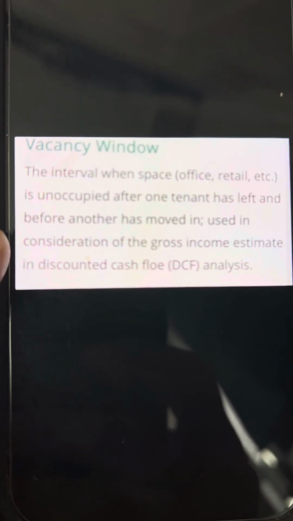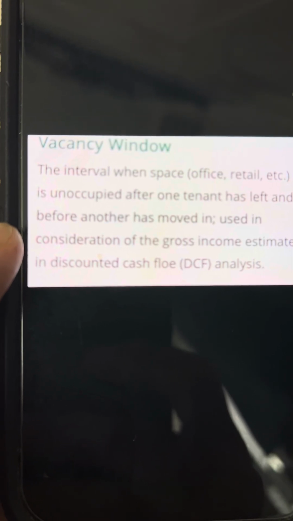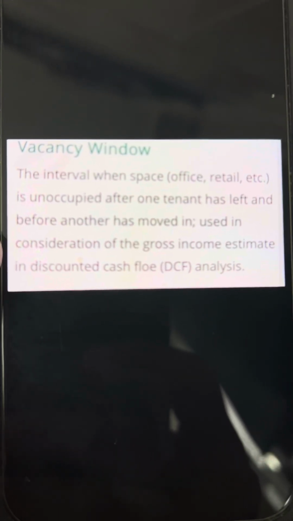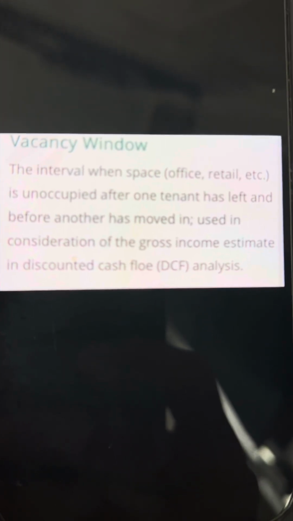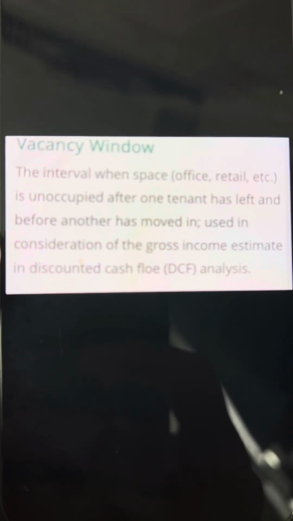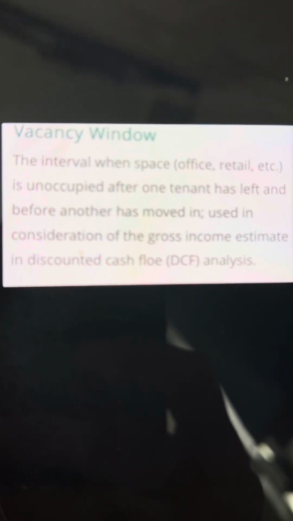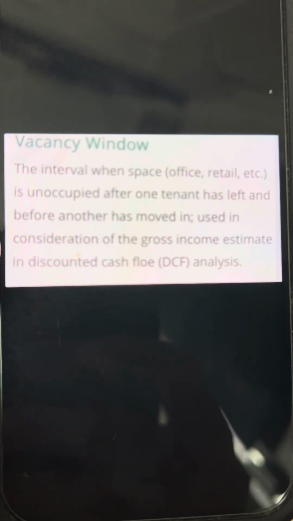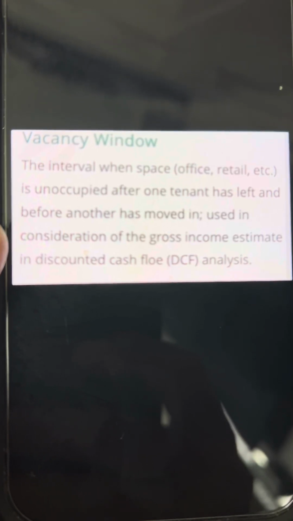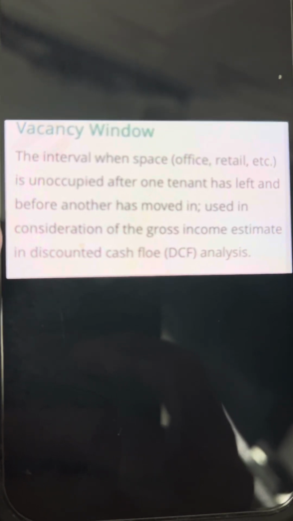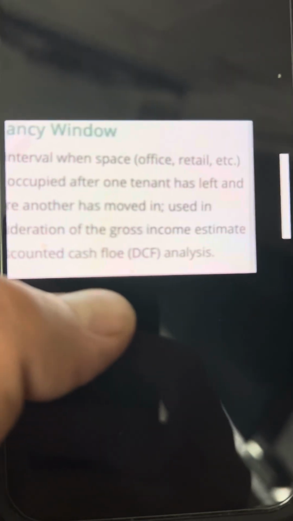Vacancy window. A vacancy window is the interval when space, such as office, retail, etc., is unoccupied after one tenant has left and before another has moved in, used in consideration of the gross income estimate in discounted cash flow, DCF, analysis.